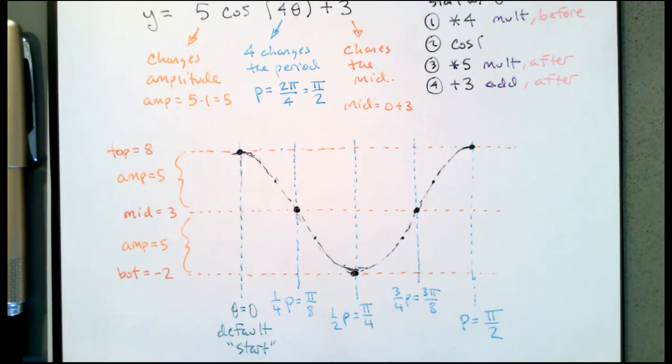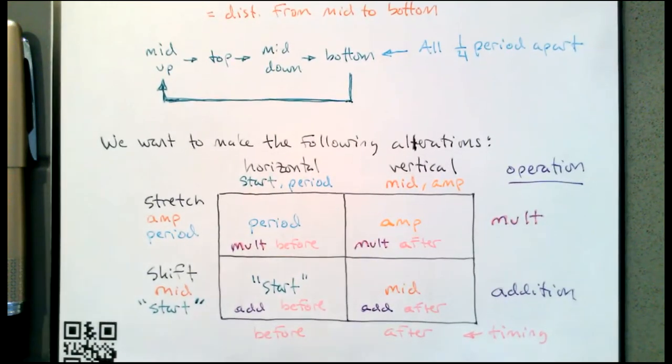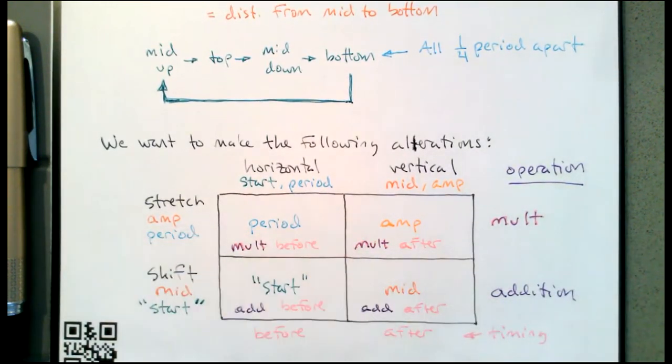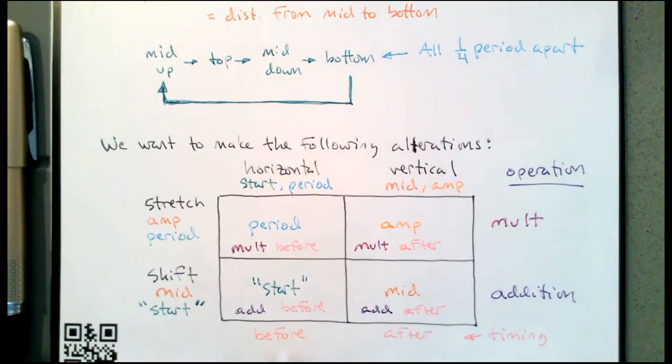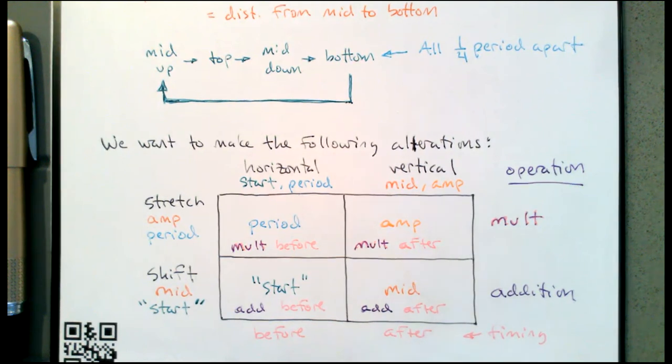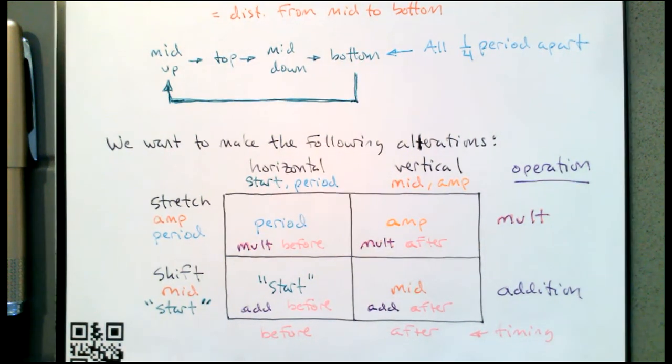And I did 2 sections in kind of an unusual way. This is my way, the way I read functions. This is section 4.1 and 4.2, but I'm going after it in the way that I read functions. And I really like to organize things like in this chart down here. I want multiplication to go with stretches, addition to go with shifts. I want things that happen before the trig function to be horizontal changes, and I want operations after the trig function to be vertical changes.